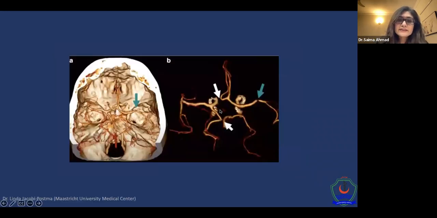So this is a case in which there is stenosis at the MCA. On the contralateral side, there is aplasia of the A1 segment of the ACA. So you should be able to pick it up. You should not confuse it, and you should send this patient for the endovascular treatment.